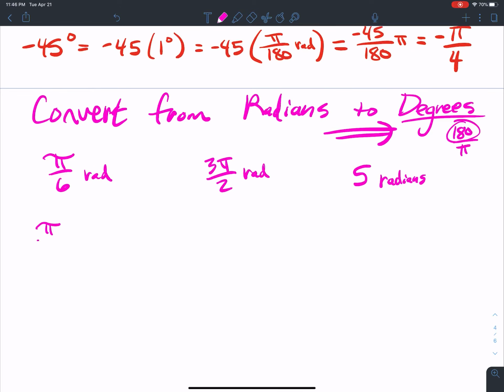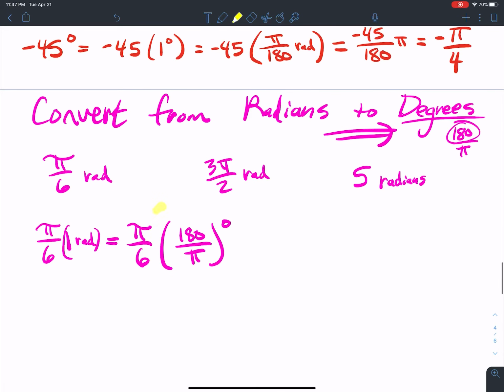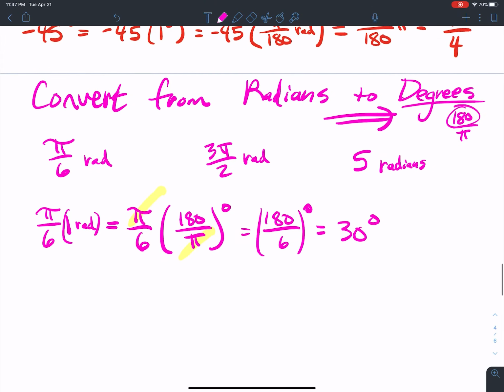So pi over 6 radians. Now, 1 radian is equal to what? It's equal to 180 over pi degrees, okay? So 180 over pi degrees. Now, what's going to happen with my pi's? The pi's here cancel, and I get 180 over 6 degrees, which is what? That's going to be 30 degrees right there.